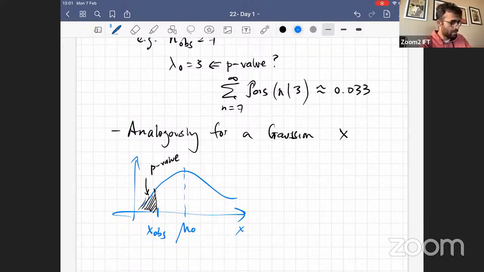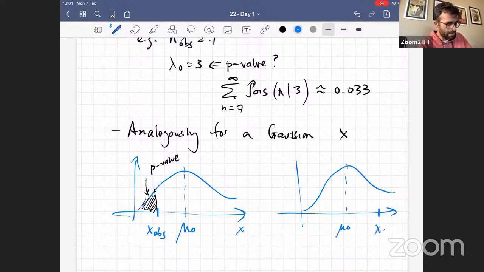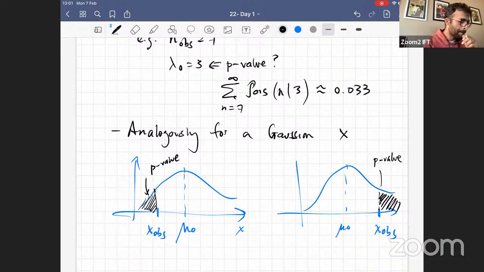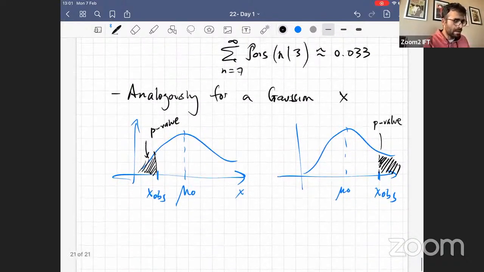Whereas in the other situation, you will have the other tail, no? The left tail. So here you have mu0, and if the observation is here, then you need to integrate this region in order to get the p-value. So this is exactly analogous. And we'll stop here because it's already 1, and then I wanted to continue with the chi-square test that we will discuss tomorrow.